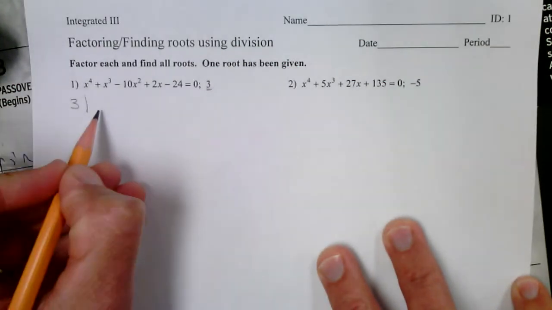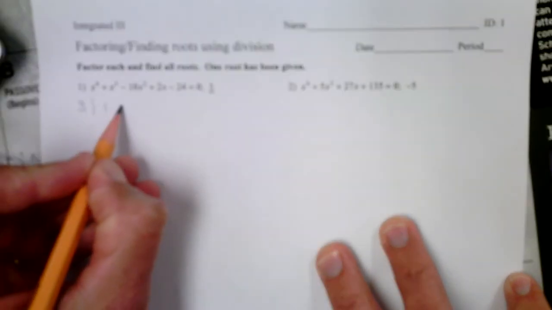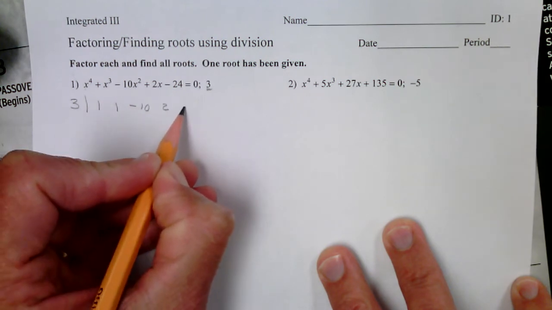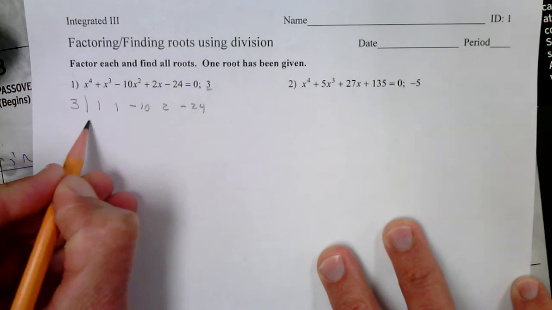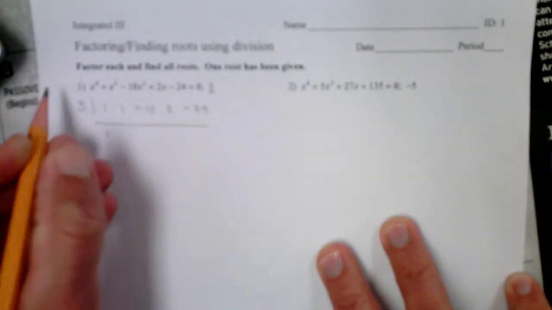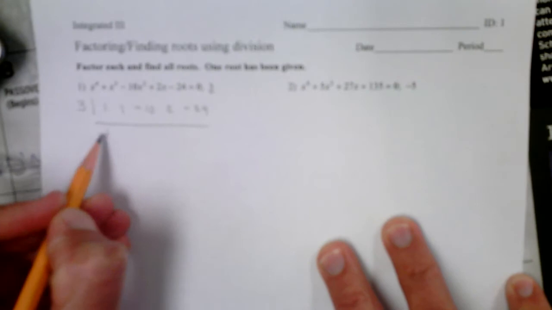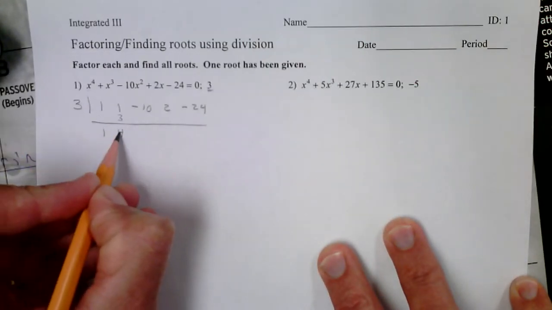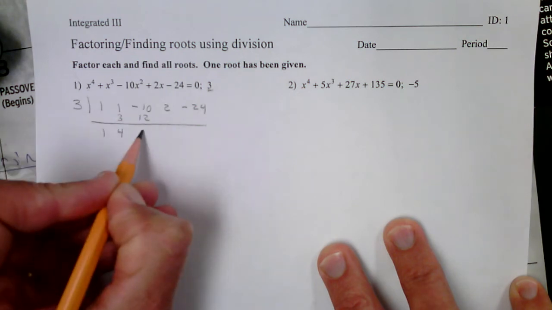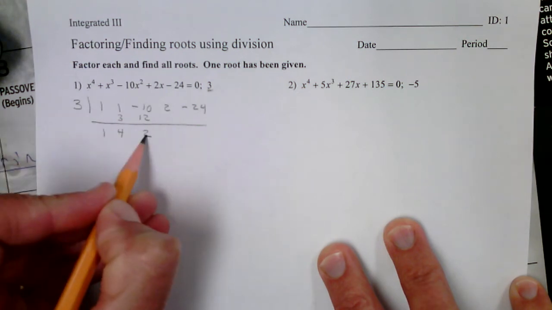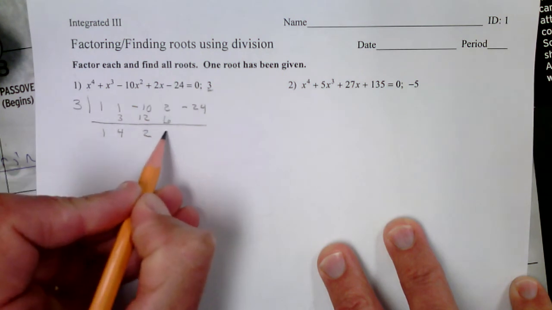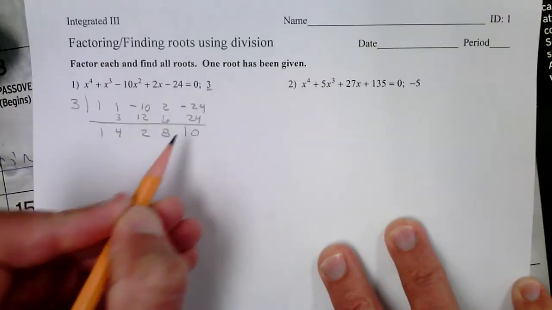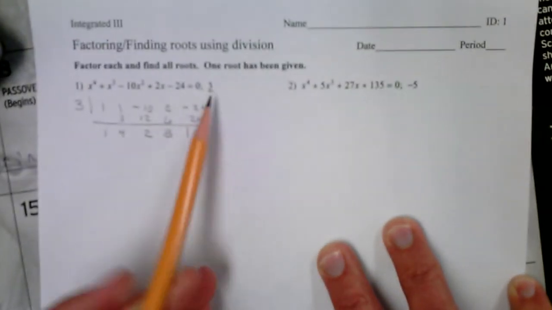So we know one of the roots is 3, so I have 1 for the x to the fourth, 1 for the x to the third, minus 10 for the x squared, positive 2, and negative 24. And when I do my division out here, remember, drop the 1 down, multiply 3 times 1, that's 3. Add them together is 4. 3 times 4 is 12. Write it down. Add those together, that's positive 2. 3 times 2 is 6. Add those together, and we get 8. 3 times 8 is 24, and you'll notice that we end up with a 0 there. So that's a perfect root.